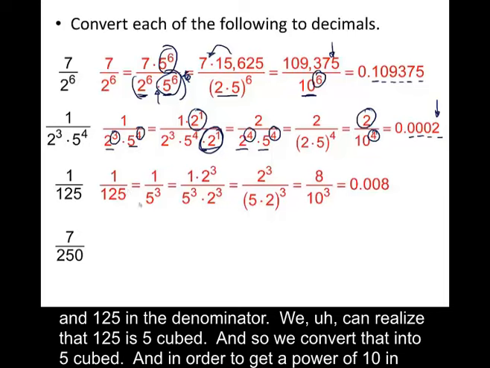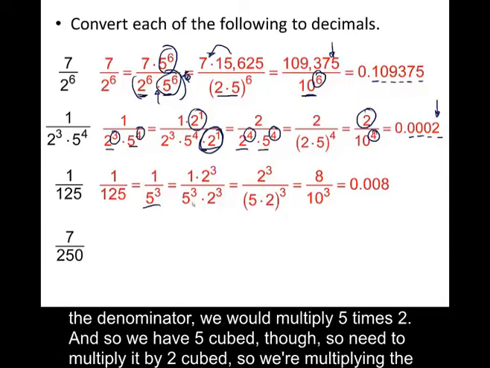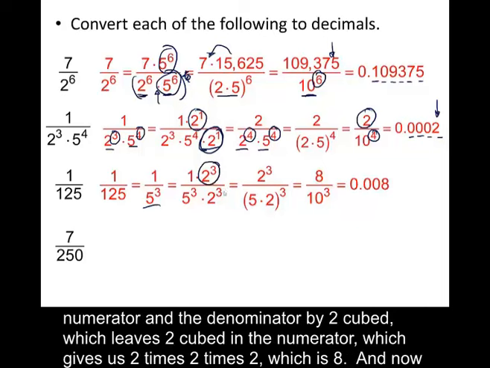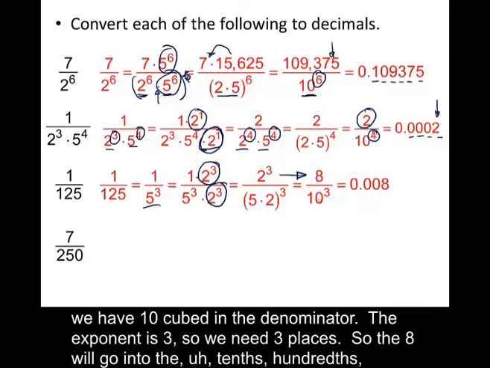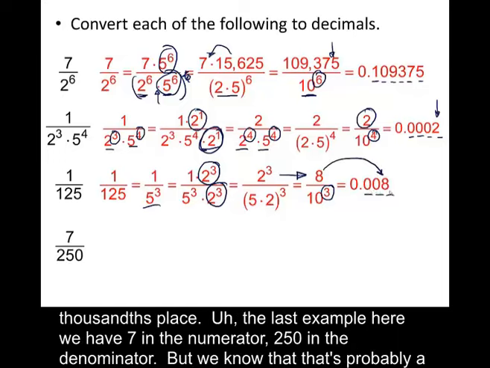We can realize that 125 is 5 cubed, and so we convert that into 5 cubed. And in order to get a power of 10 in the denominator, we would multiply 5 times 2. And so we have 5 cubed, though, so we need to multiply by 2 cubed. So we're multiplying the numerator and the denominator by 2 cubed, which leaves 2 cubed in the numerator, which gives us 2 times 2 times 2, which is 8. And now we have 10 cubed in the denominator. The exponent is 3, so we need 3 places, so the 8 will go into the tens, hundreds, thousands place.